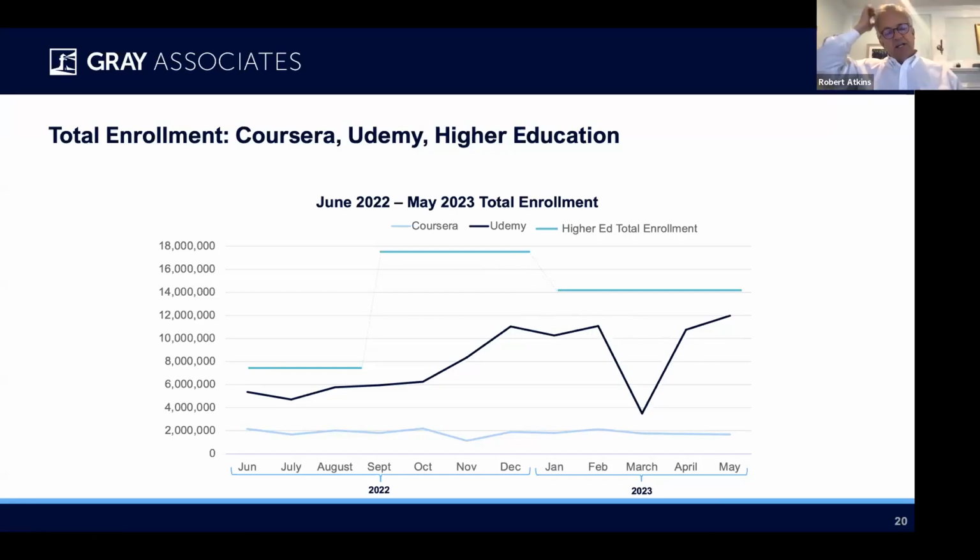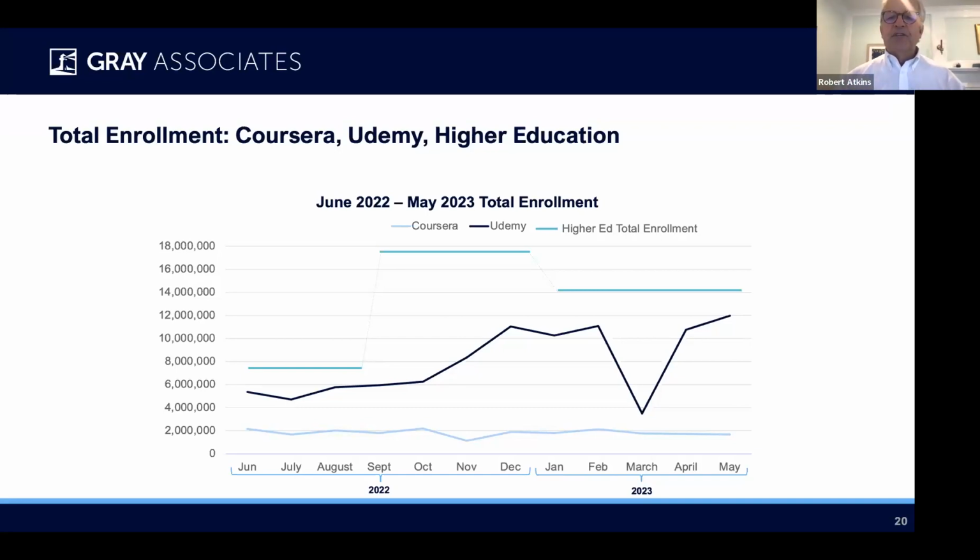Well, that is very easy. Only two provide information on their enrollment. And even those two, Udemy and Coursera, only tell us total enrollment since inception of their offers. So we have to go in every month and pull the most current month and subtract out the prior months in order to get the monthly data.